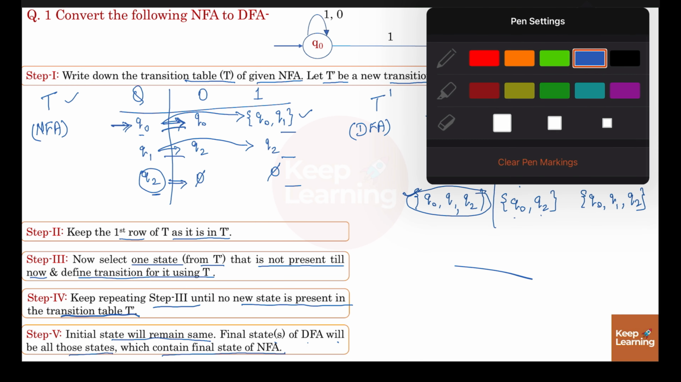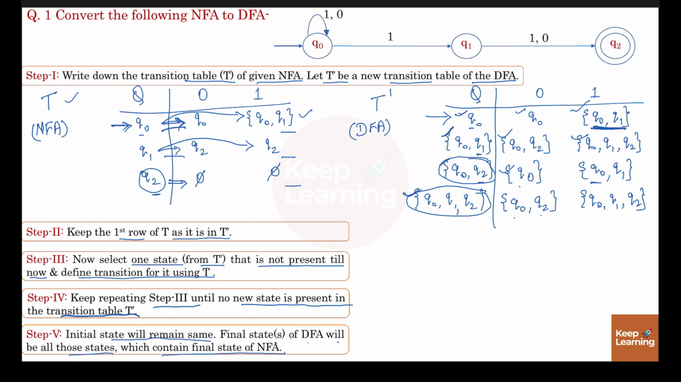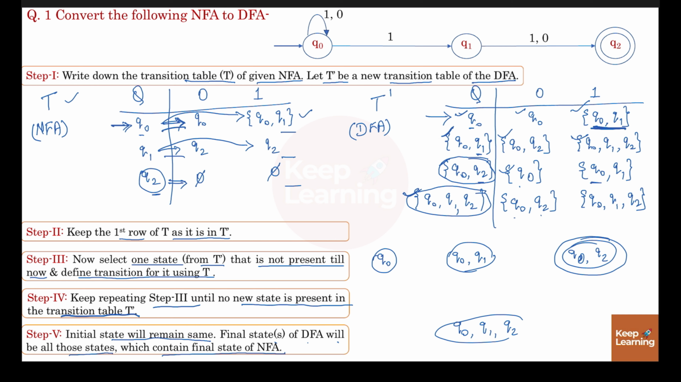Now let's construct a DFA corresponding to it. Q naught, Q naught Q1, Q naught Q2. This is our final state. Q naught Q1 and Q2 will also be your final state, and Q naught will be your initial state. So let's define the transitions. From Q naught, by taking 0 it stays at Q naught, and from 1 you will reach Q naught Q1.